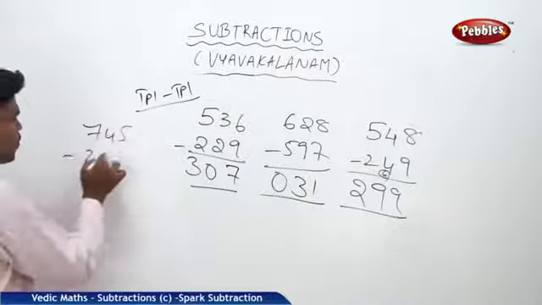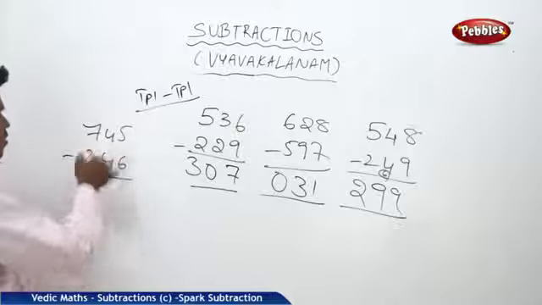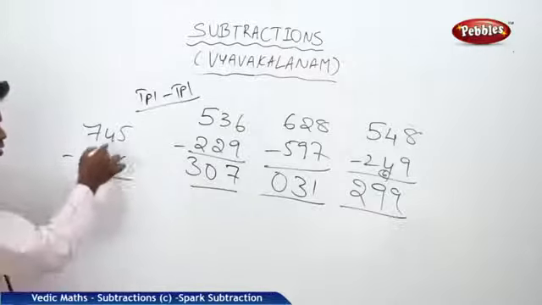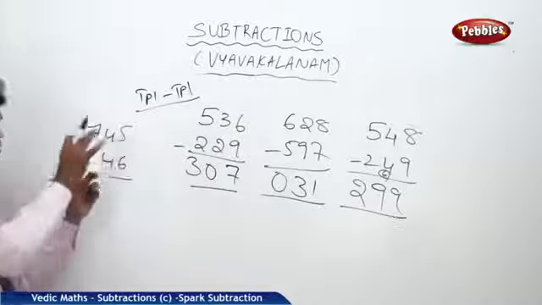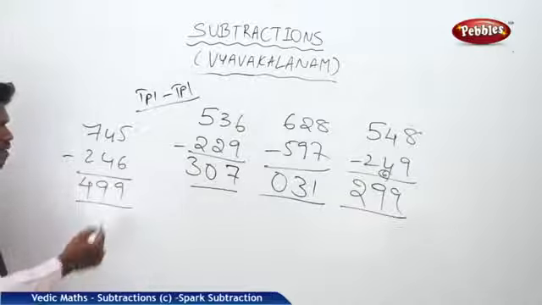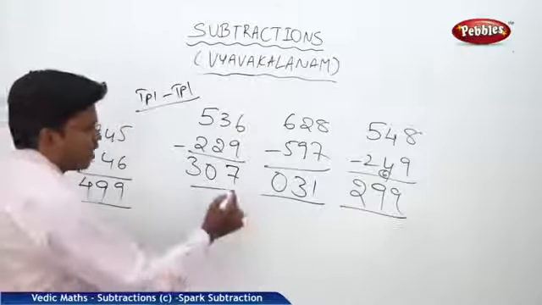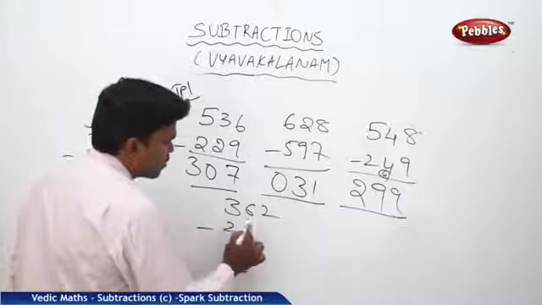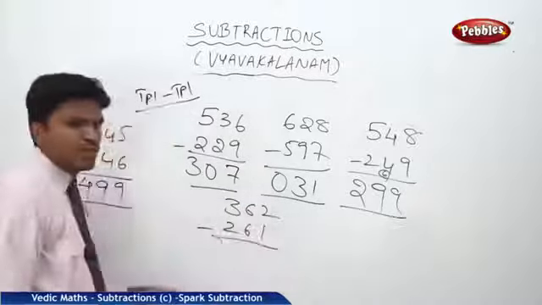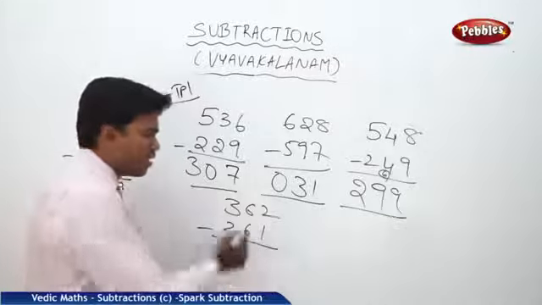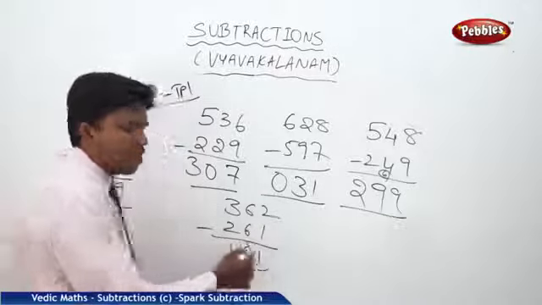745 minus 246. So 7 minus 2, 5, but 4. Why? Because the next numbers are mismatch. I just immediately observed. So this one becomes 9. 5 plus 4, 9. So my answer is 499. Right. 362 minus 261. So 3 minus 2, 1, but 1 only. Why? Because next numbers are match. 6 minus 6, 0. 2 minus 1, 1.